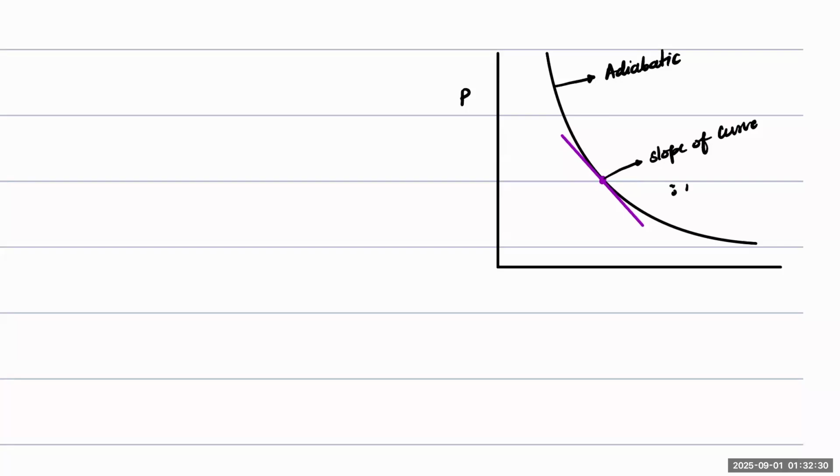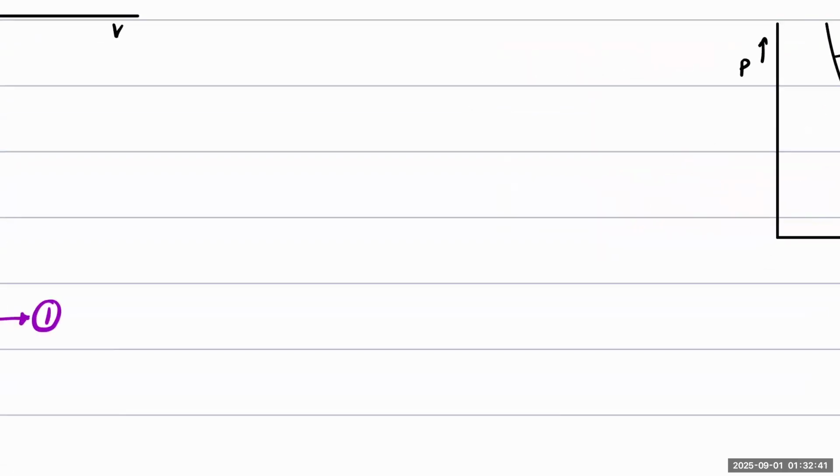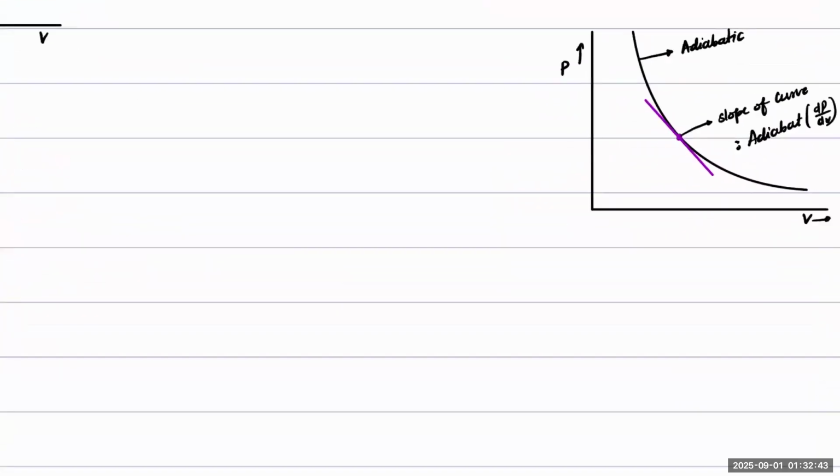The curve at this point is called an adiabat, which is also represented by dP by dV. Now, if at all I do dP by dV here, what would I get? See, I'll do it with the other color.